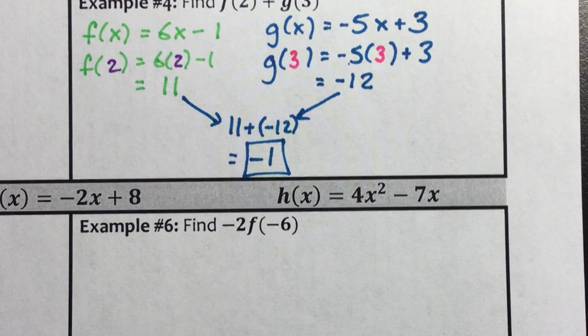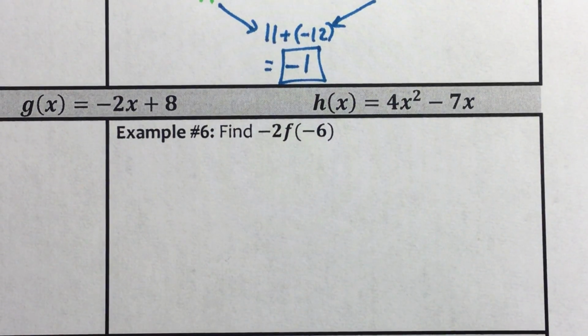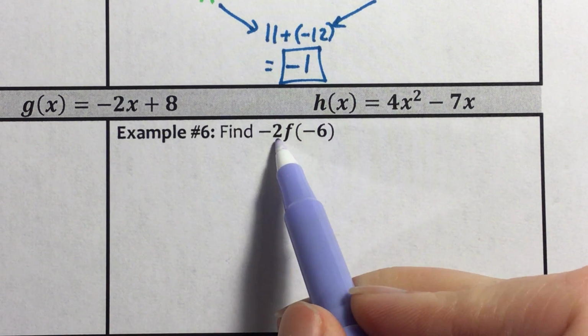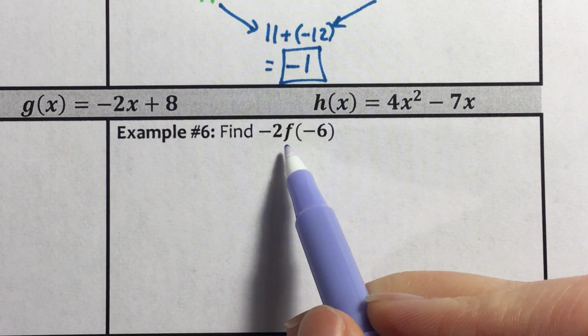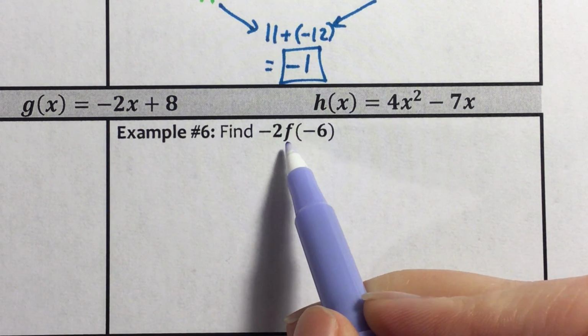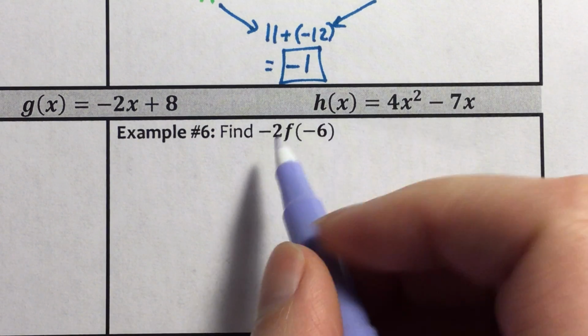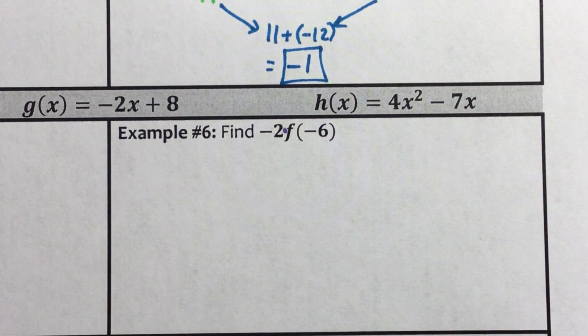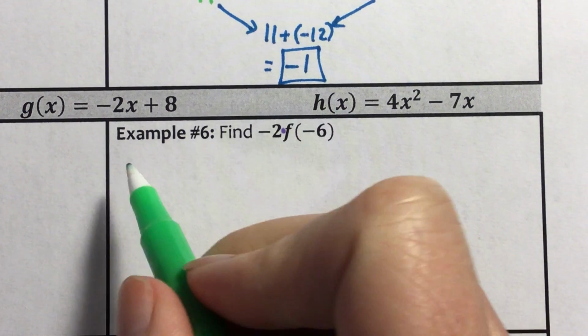Number 6. This one's a little bit different because instead of just having f of -6, we have a -2 right up next to that f of -6. If a number is right next to something, that means multiply. So this is the same thing as -2 times f of -6. So let's find f of -6, and then after we do that, we'll multiply it times -2.